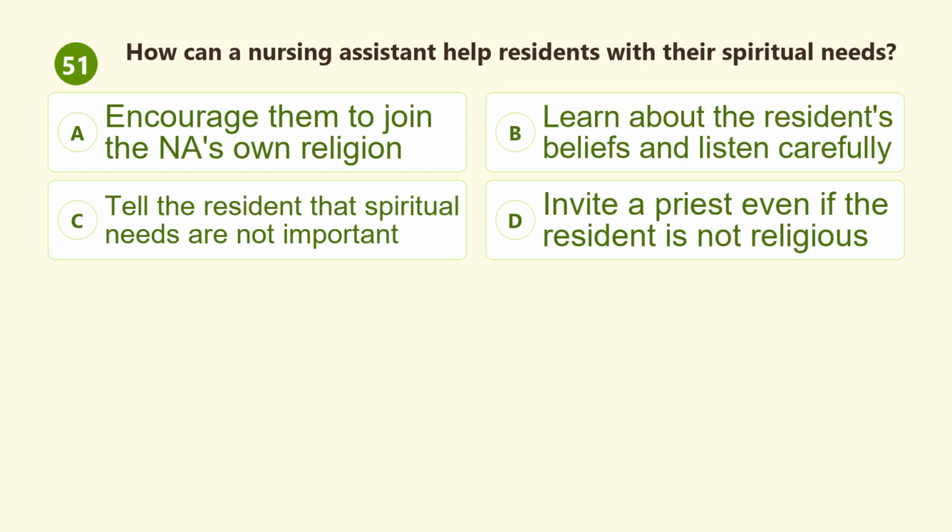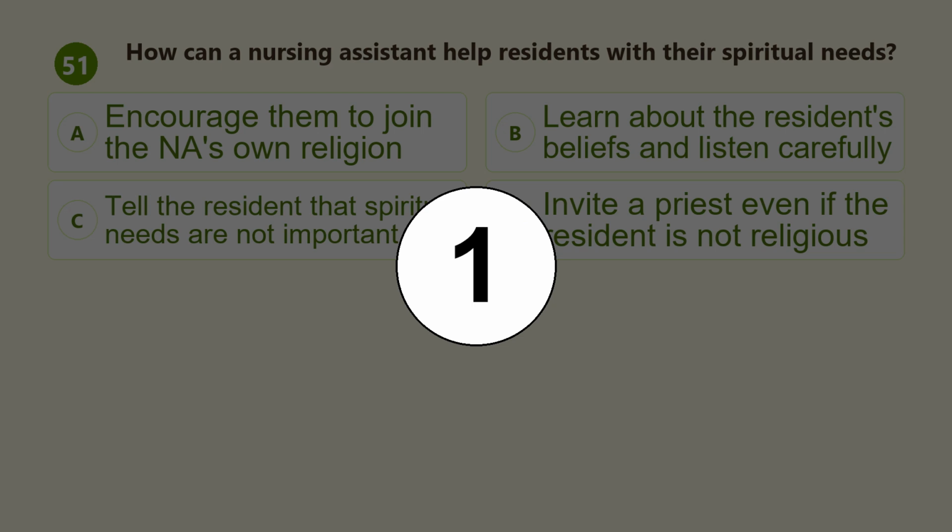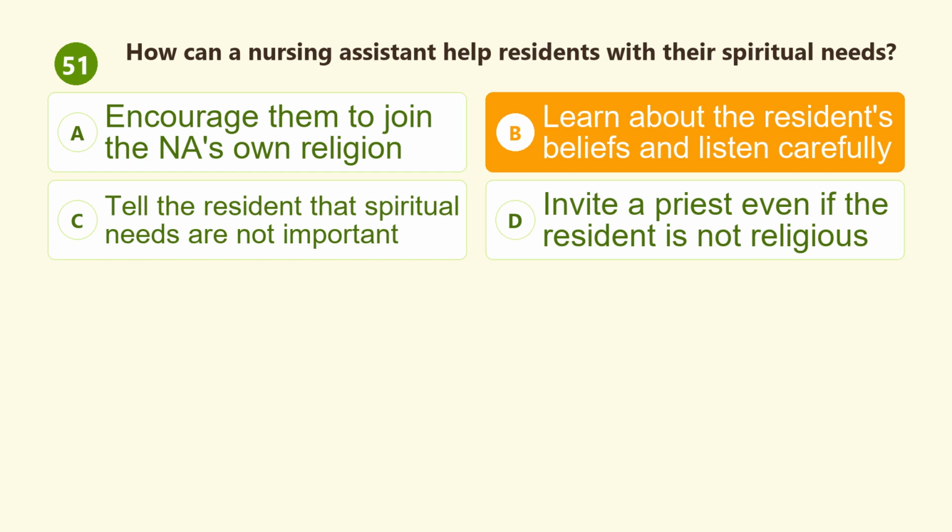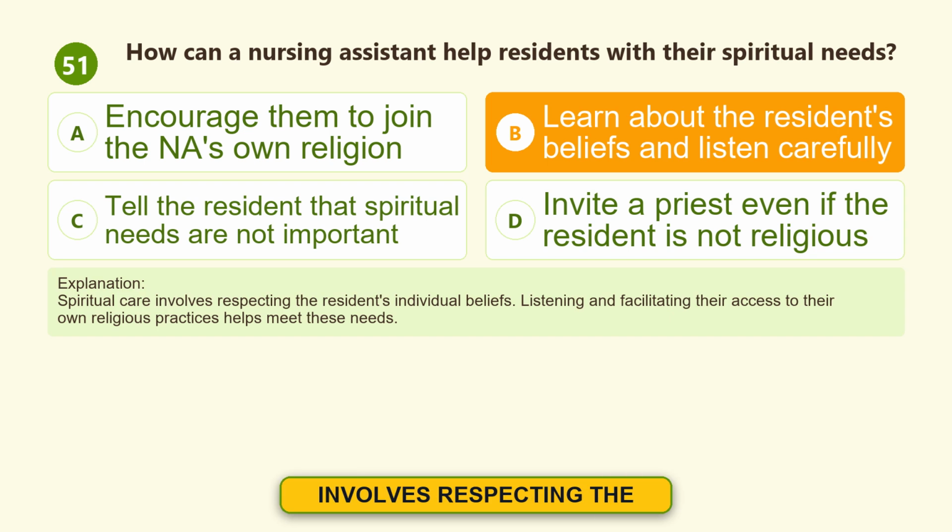Question 51. How can a nursing assistant help residents with their spiritual needs? Option A, encourage them to join the Nazon religion. Option B, learn about the resident's beliefs and listen carefully. Option C, tell the resident that spiritual needs are not important. Option D, invite a priest even if the resident is not religious. The correct answer is option B, learn about the resident's beliefs and listen carefully. Spiritual care involves respecting the resident's individual beliefs. Listening and facilitating their access to their own religious practices helps meet these needs.